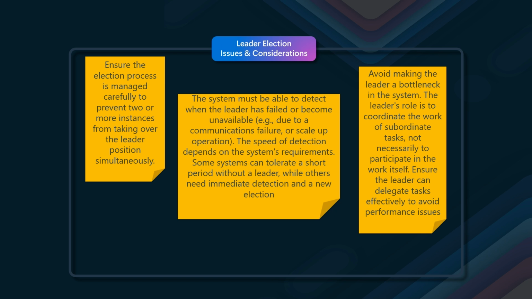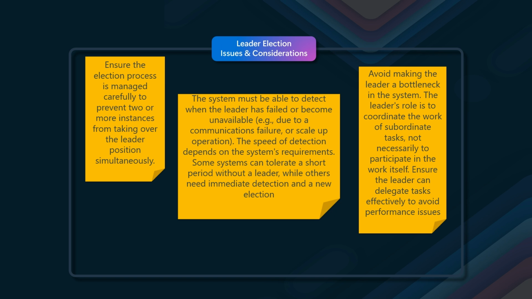Avoiding single points of failure. Using a shared distributed infrastructure introduces a dependency on an external service which provides the mutex, which can become a single point of failure. If this service becomes unavailable, the system won't be able to elect a leader.